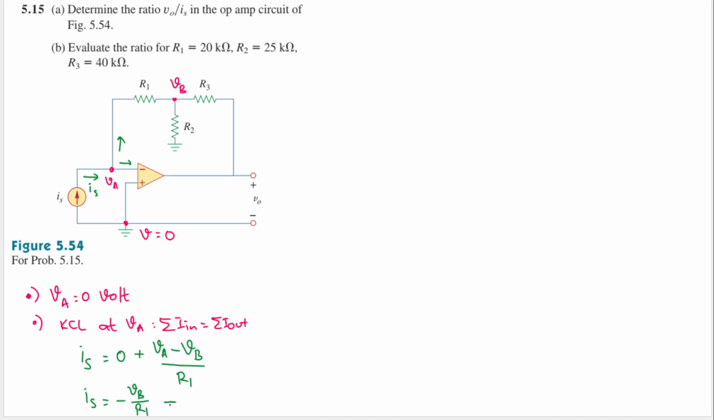But then we will have VB. VB is equal to minus IS multiplied by R1. Let's have this as equation number 1 here. Let's highlight them. And now we can move on to VB here. So let's do another KCL, but this time at VB.